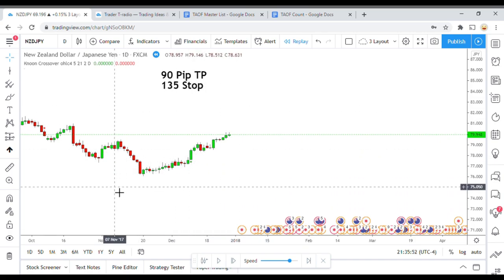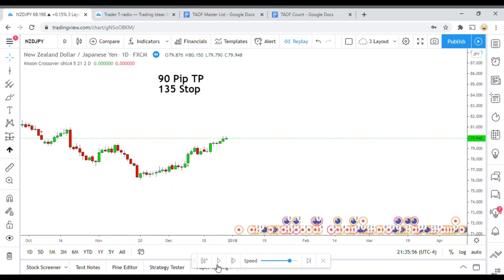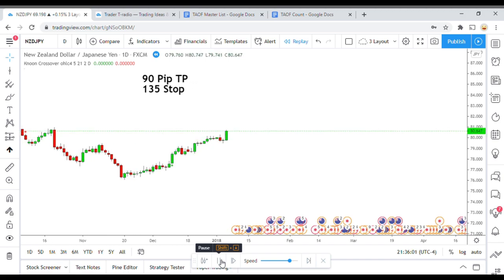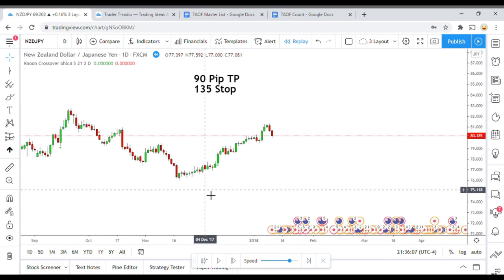Green dot is a long signal. Red dot is a short signal. And we will play it out here. I'll probably play around with price action a little bit, and do a little bit of price action reading.